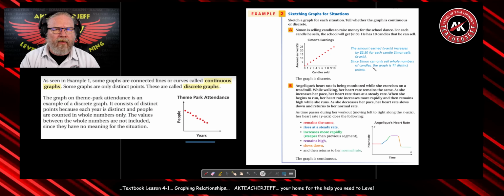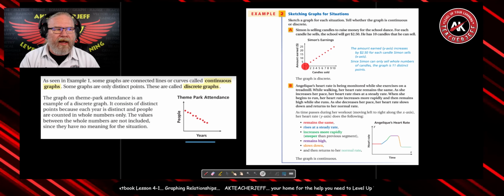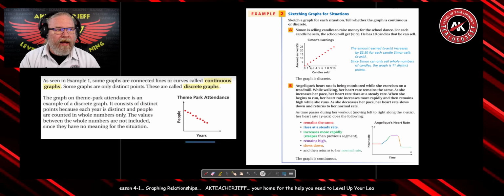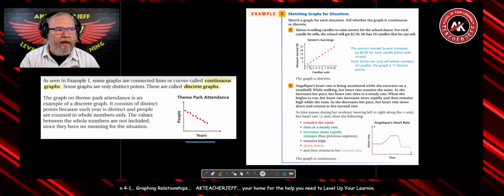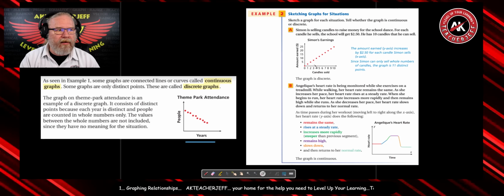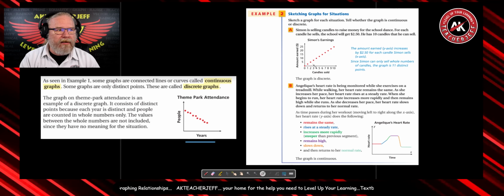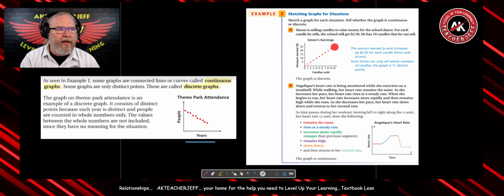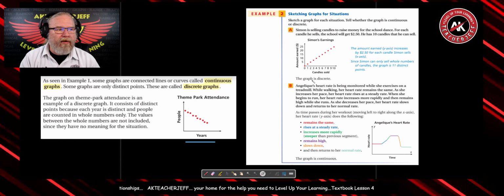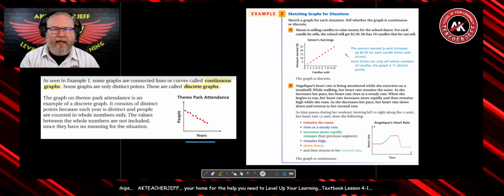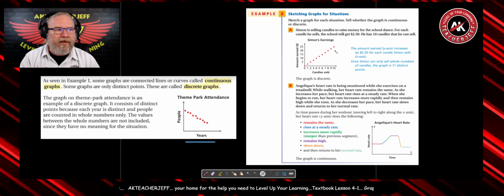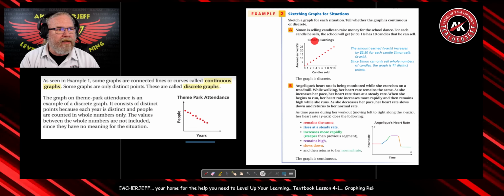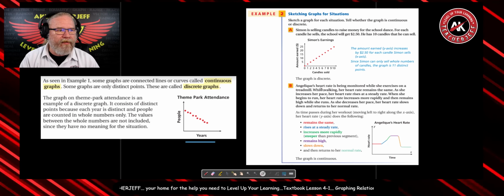Why 11 points for 10 candles? Don't forget, we also have the point where he has sold 0 candles and has $0, so we could graph that. After one candle, he's got $2.50. After 2 candles, $5. After 4 candles, he'd have $10, and so on until he finally sold all 10 of them. He would have $25. The graph is discrete because it's not a continuous line. It's just discrete points, each point representing a candle and how much Simon has made so far.